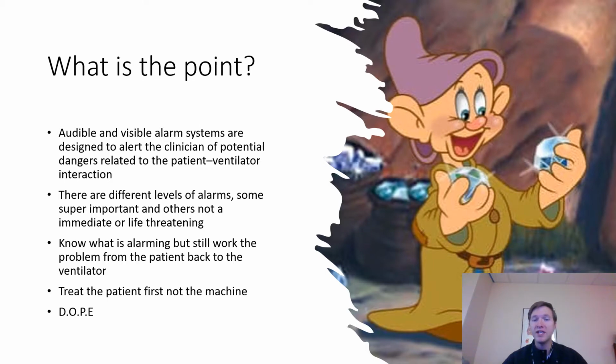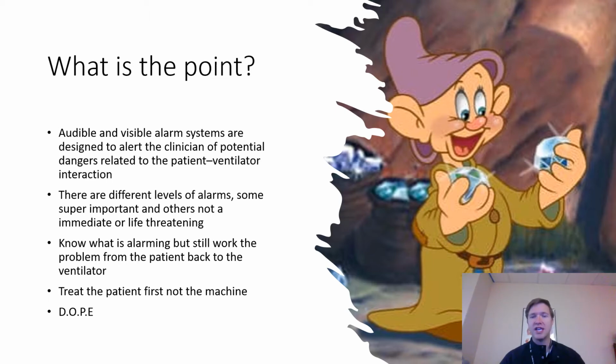So starting off, what's the point? What's the point of the alarms? Well, audible and visible alarm systems are designed to alert the clinician of potential dangers related to the patient-ventilator interaction. This person is on life support, and if something goes wrong and a person's very unstable to begin with, that person could perish very easily or have a lot of damage very easily if we don't respond appropriately. So alarms are very appropriate.